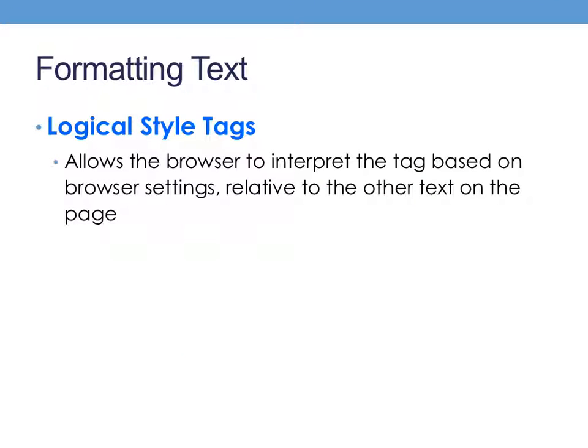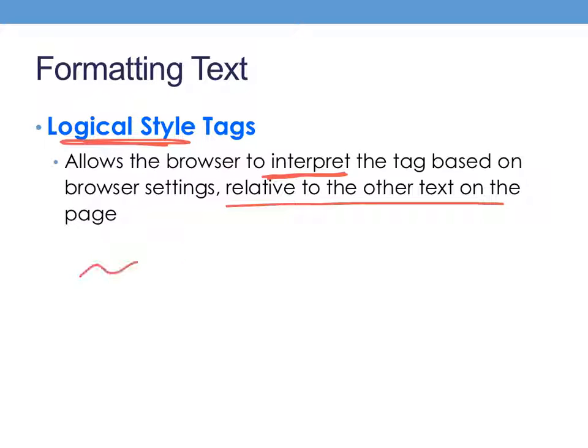So there are two types of tags that allow us to format text. The first is called a logical style tag. And you need to read these definitions very closely in order to distinguish how a logical style tag is different than a physical style tag. And what a logical style tag does is it allows the browser to use some interpretation. So it interprets the tag based on the default browser settings and then essentially applies that formatting relative to the other text on the page.